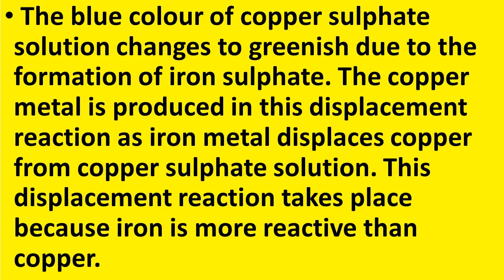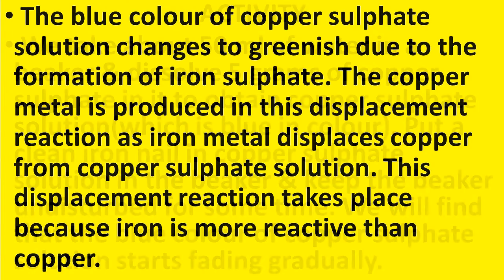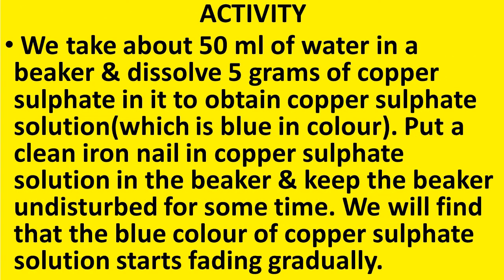Now, can you say why the color of the solution changes? The blue color of the copper sulfate solution changes to a greenish color due to the formation of iron sulfate. And copper metal is produced in this displacement reaction, as iron metal displaces copper from copper sulfate solution. This displacement reaction takes place because iron is more reactive than copper. Now let us discuss an activity to understand this displacement reaction.